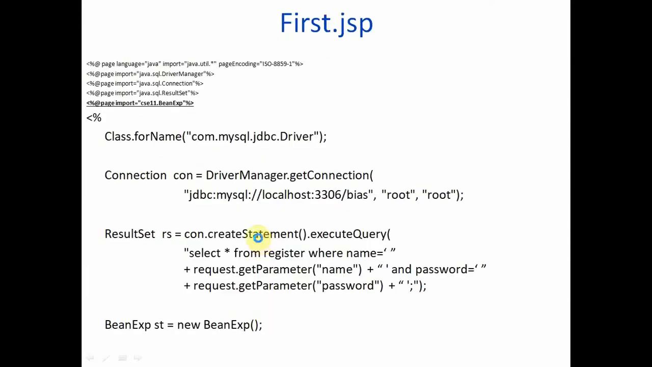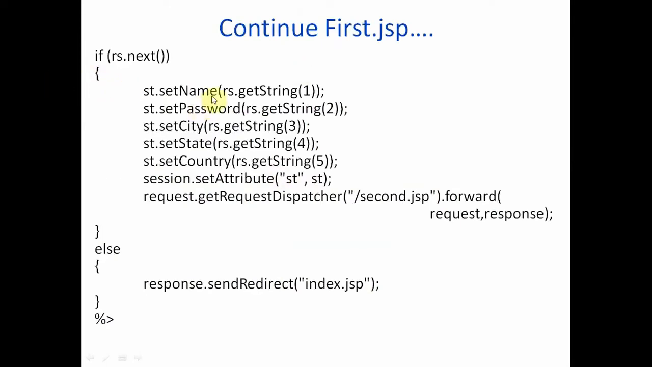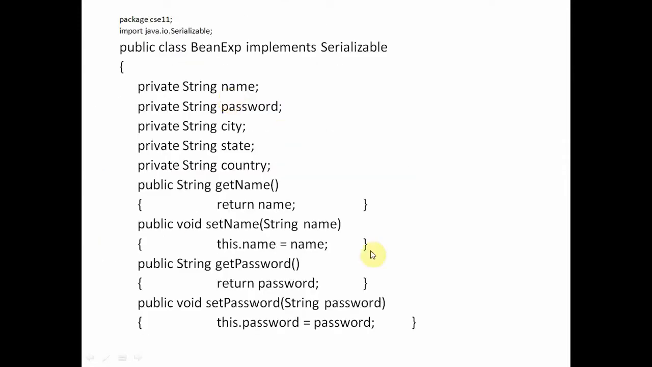So here we are writing st.setName rs.getString1. So rs ke through jo pehla string, jo pehla column hai, pehla field hai, us field ko uthaya, aur that field is passed as argument to st set name function. So again you can see here set name function. In this set name function, the value rs.getString will be copied on name, and the name will be copied on this name variable, and this is private variable.